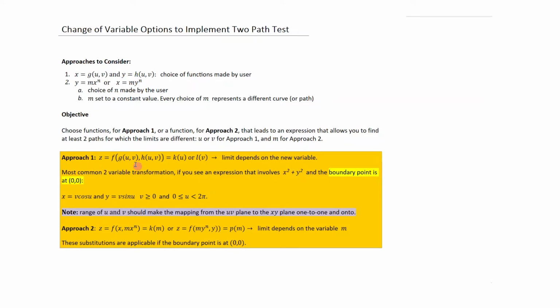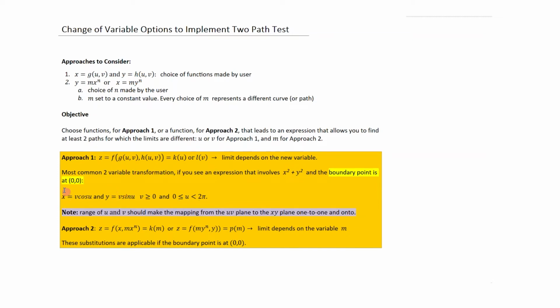All right, so for approach 1, we're saying that if we end up with an expression in which the final result involves just a function of u or a function of v, then the limit will depend on just the new variable. And so there'll be a mapping between the old boundary point and the new boundary point. The most common two-variable transformation, if you see an expression that involves x squared plus y squared, and the boundary point is at 0, 0, is the following expression shown here. If you wanted to map every point x and y to every point in the uv domain, then v would be greater than or equal to 0, and u would range between 0 and 2 pi.